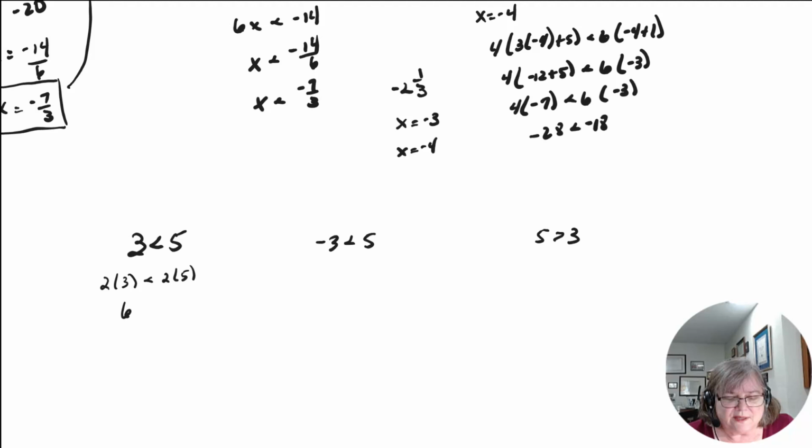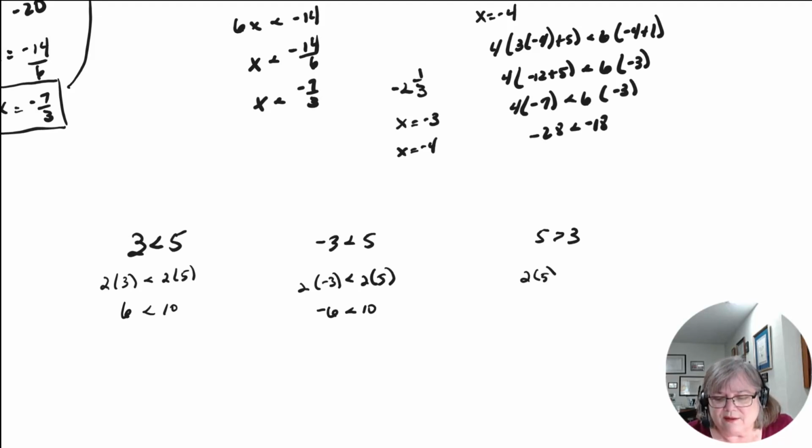2 times 3 is 6. 2 times 5 is 10. 6 is still less than, right? 6 is less than 10. 2 times negative 3 less than 2 times 5. Negative 6 is still less than 10. Okay, it looks different, like when we multiply both sides of an equality, it looks different, but the truth is still the same, right? It's still less than.